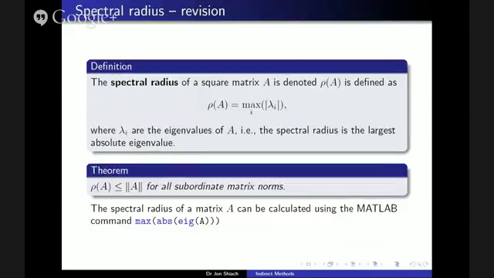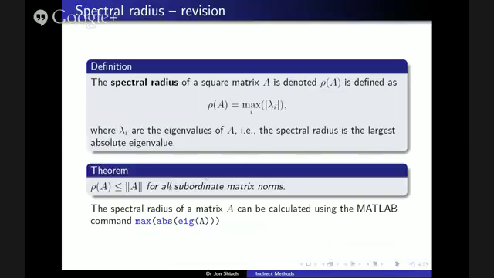This might be something new: the idea of a spectral radius. This is a rather posh name given to something which is quite simple. Spectral radius is simply the largest absolute eigenvalue of a matrix. So this is a definition. This here is a Greek letter rho. So rho of A is equal to the maximum absolute eigenvalue of A.